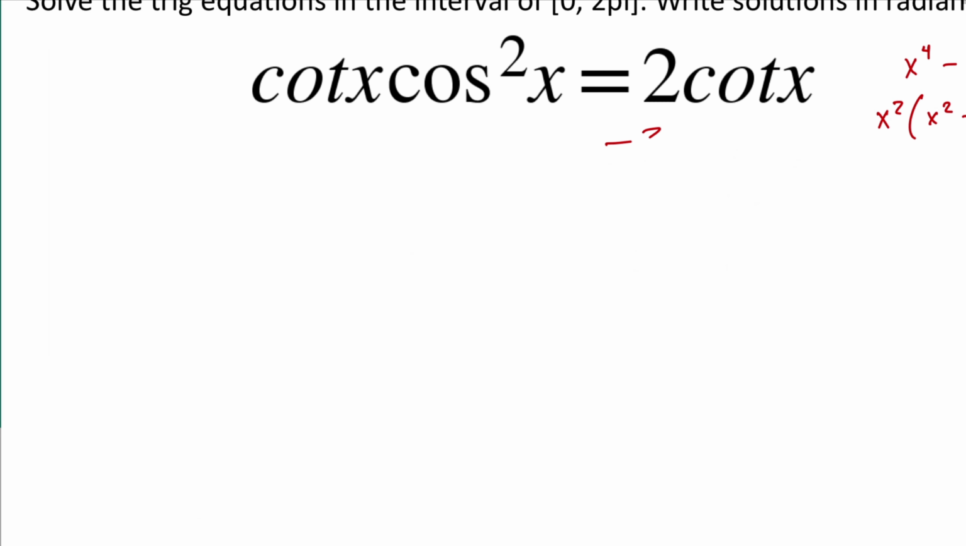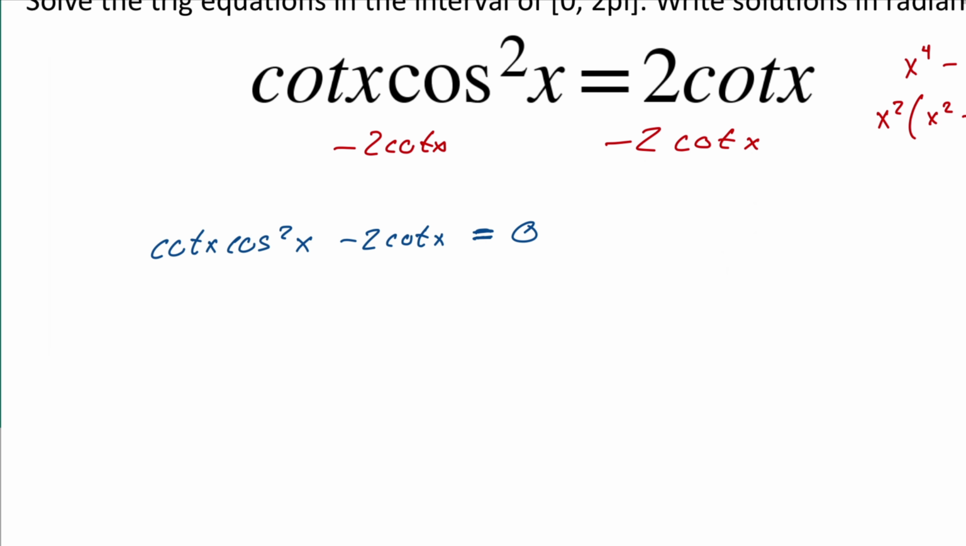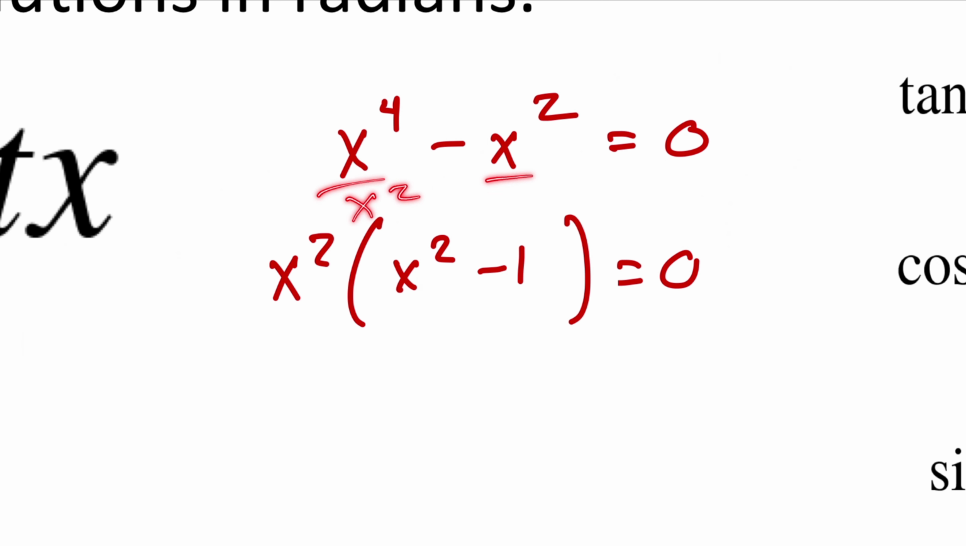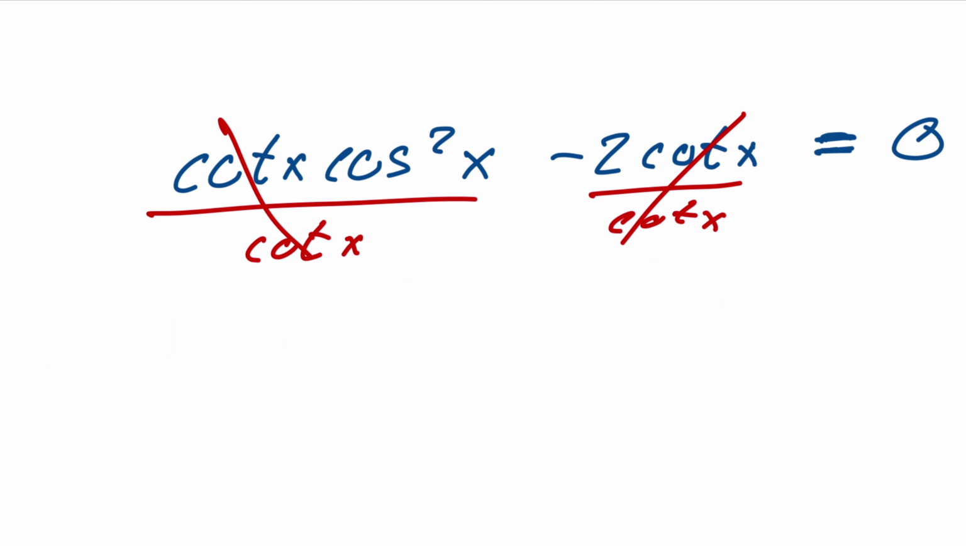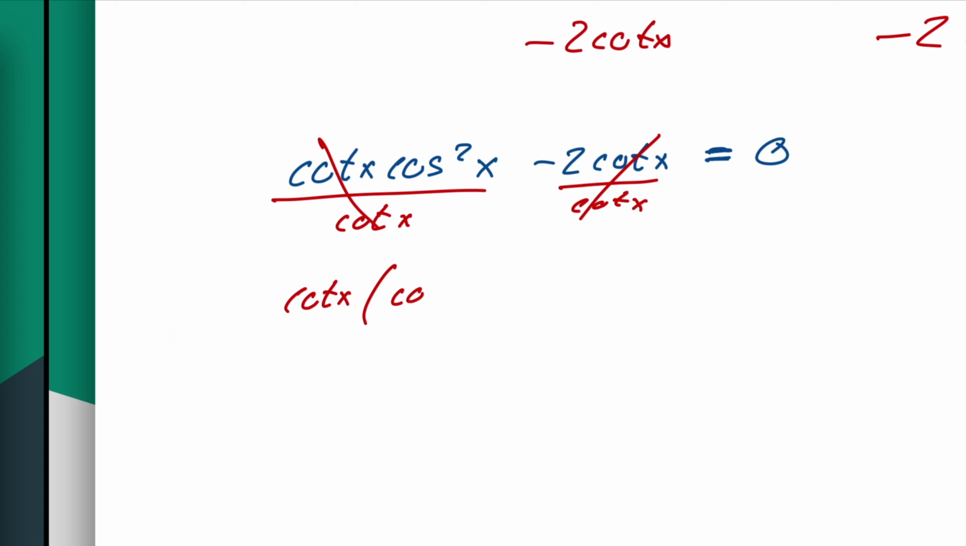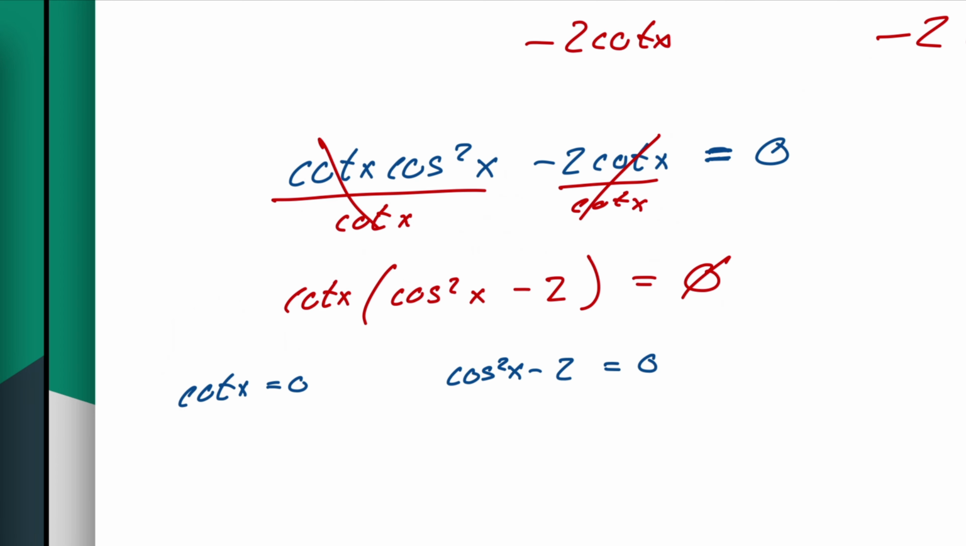So we need to get this equal to 0 by subtracting 2 cotangent x from both sides. And so we get cotangent x times cosine squared x minus 2 cotangent x equals 0. Now, we need to factor out, kind of like we would have divided out an x squared here. We have to ask ourselves, what is in both these terms? And that's cotangent x. So we factor our cotangent x out, and we're left with cotangent x times cosine squared x minus 2 equals 0. Now we play the cover game. We set up one equation, cotangent x equals 0, and the other one, cosine squared x minus 2 equals 0, and we solve them accordingly.